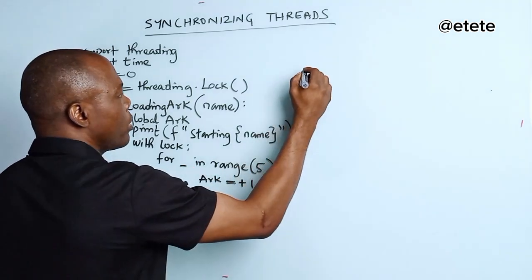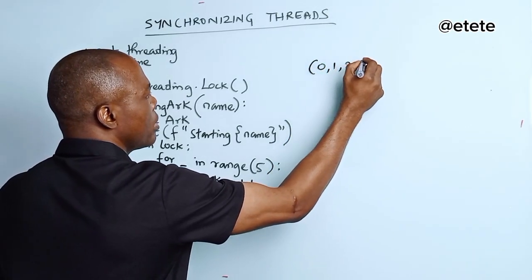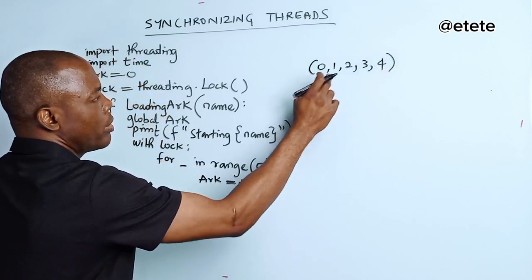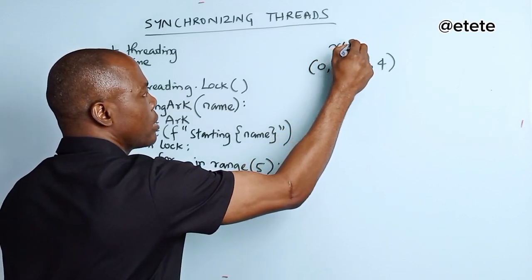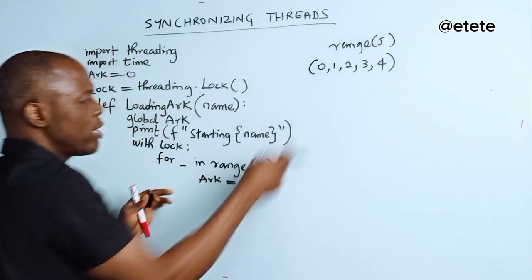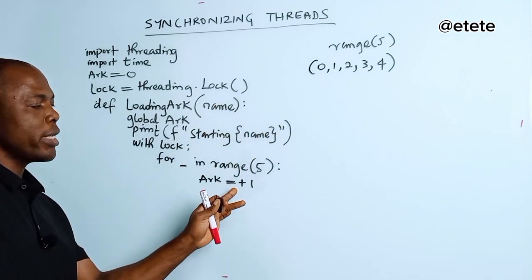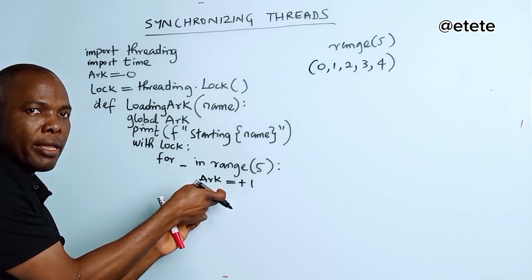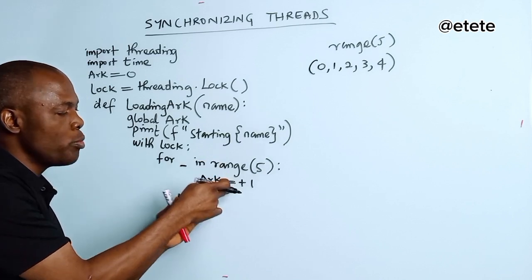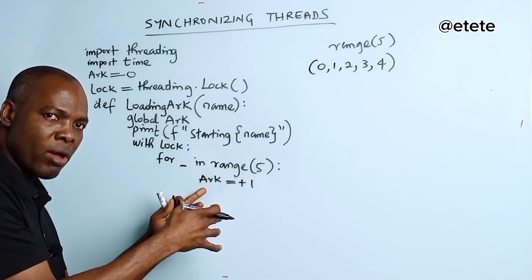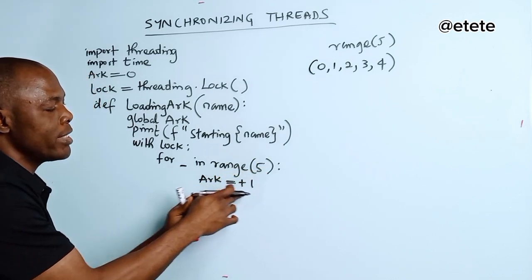Now, this range is the same thing as saying 0, 1, 2, 3, 4. That is what this range 5 is showing me. So I will load this 0 to this variable, then I will go in and increase. Since I'm not using this variable inside my loop, that is why I'm using underscore. What I want to do inside this loop is to increase this ark, meaning I've loaded the first pair of animals. So for underscore in range 5, go in and increase the ark.